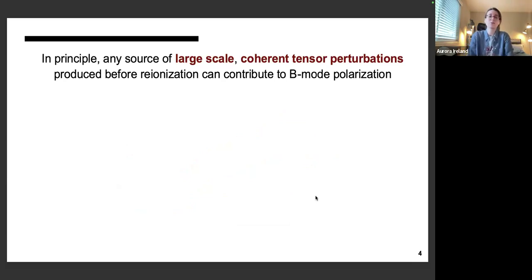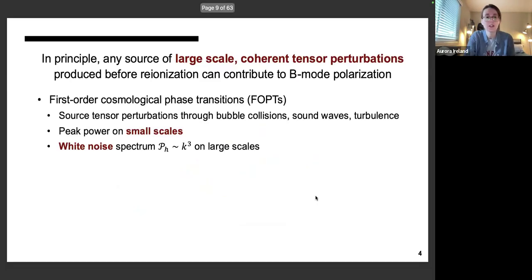In principle, though, really any source of large-scale coherent tensor perturbations that was produced before reionization can contribute to B-mode polarization. And the source I'm going to have in mind for this talk is first-order cosmological phase transitions, which source tensor perturbations in 3 stages. So these generically predict peak power on smaller scales because they happened in the earlier universe. But even though they predict peak power on small scales, they do have a white noise spectrum on larger scales, which famously has this k cubed causal scaling.